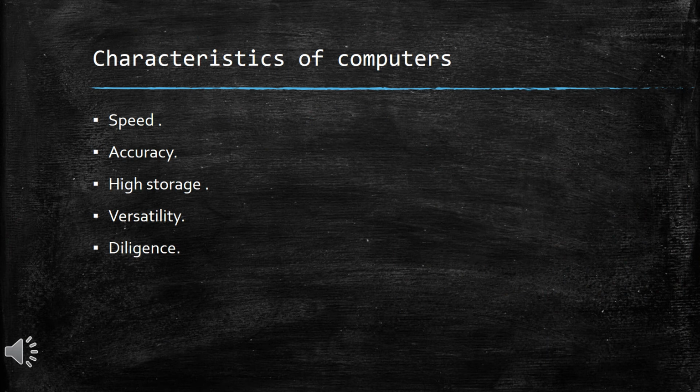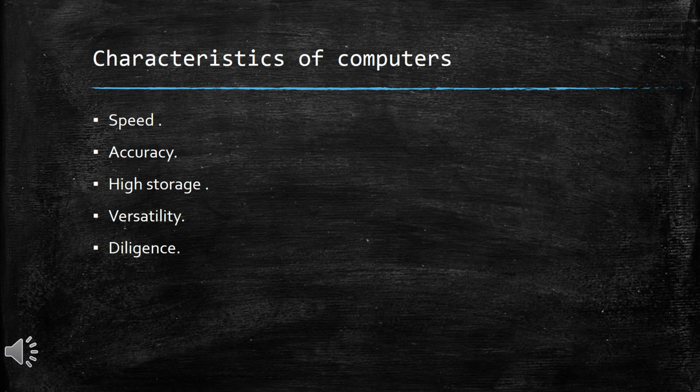Now we are going to learn the characteristics of the computer. Here are some characteristics of the computer. The first ones are speed, accuracy, high storage, versatility and diligence. The first one is speed. As you all know, a computer is a machine, so it is a very fast machine. It can perform complex mathematical or any calculation within seconds, so it has a very high speed.